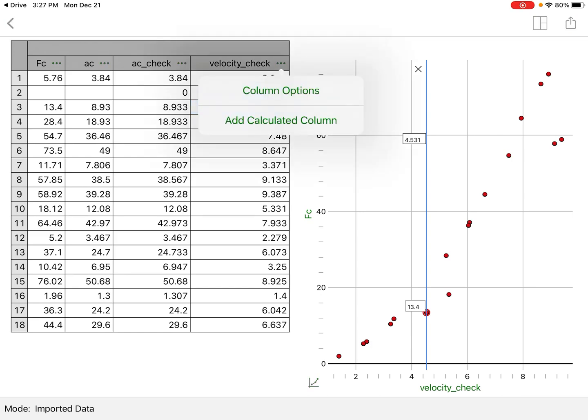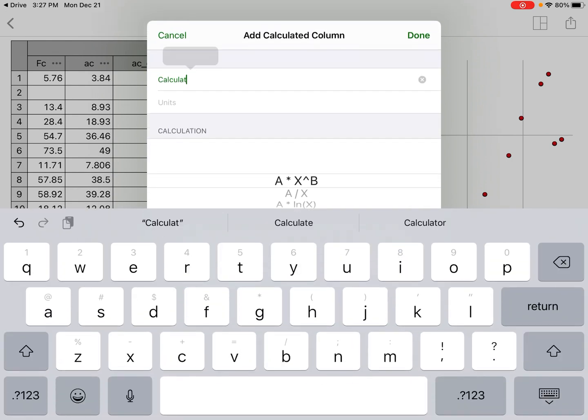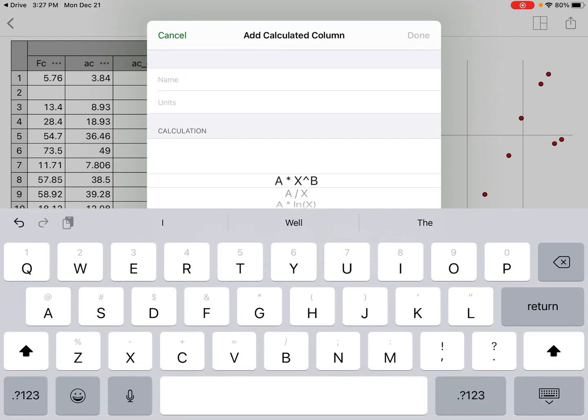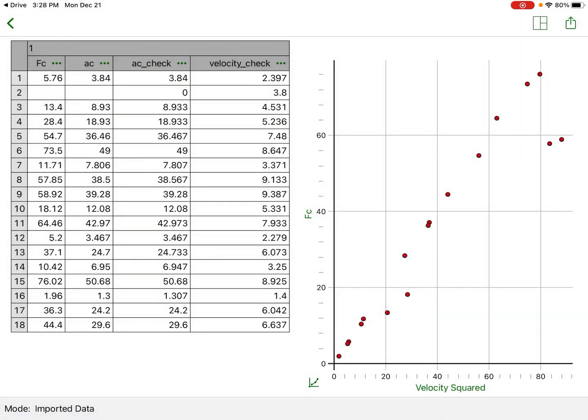I'm going to add my calculated column. So my calculated column is going to be velocity squared. So I've got the velocity column, and this function is going to square it. I'll call it velocity squared. Okay, so now I've got velocity squared on the x-axis. Again, it would be ideal if I could remove these outlier points.